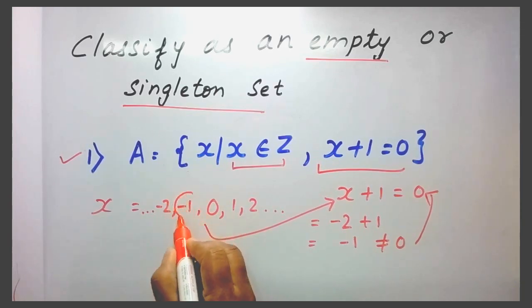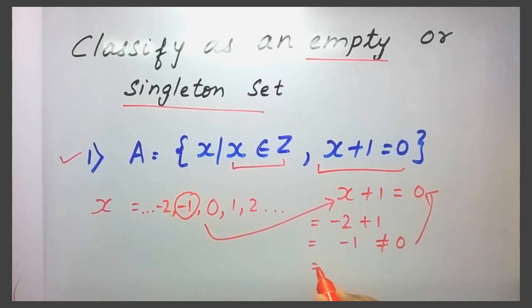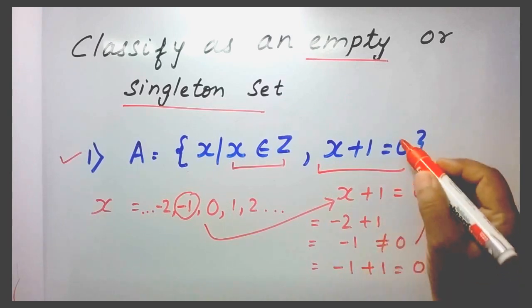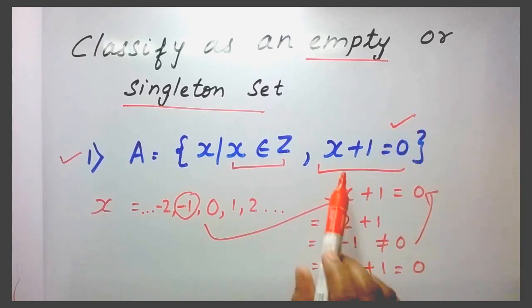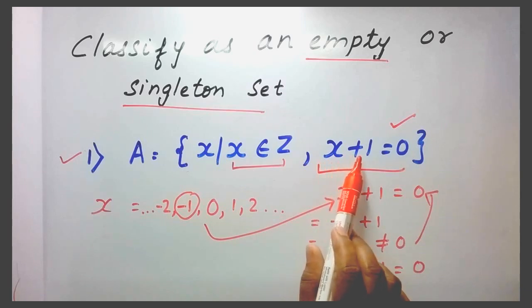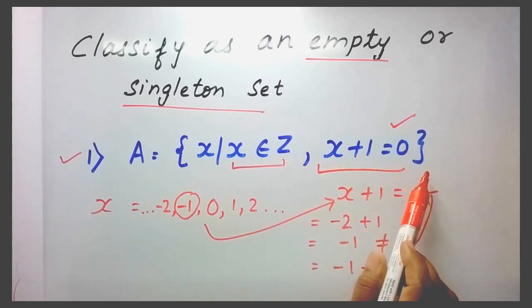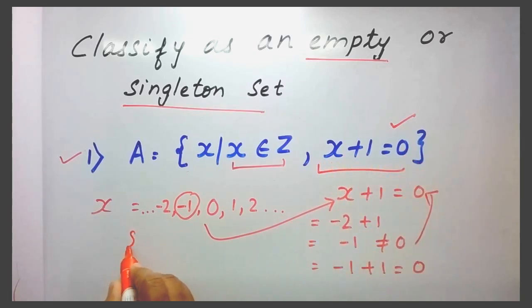See the next, minus 1. Try for this. In the place of x, put minus 1. Minus 1 plus 1 becomes 0. So it satisfies the given equation. That means we got at least one element which satisfies the given equation.